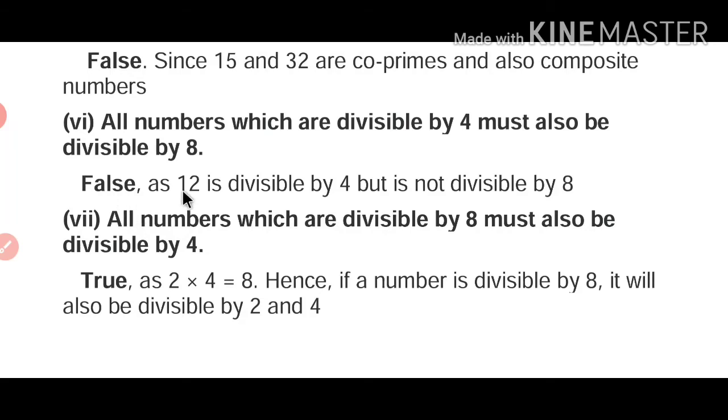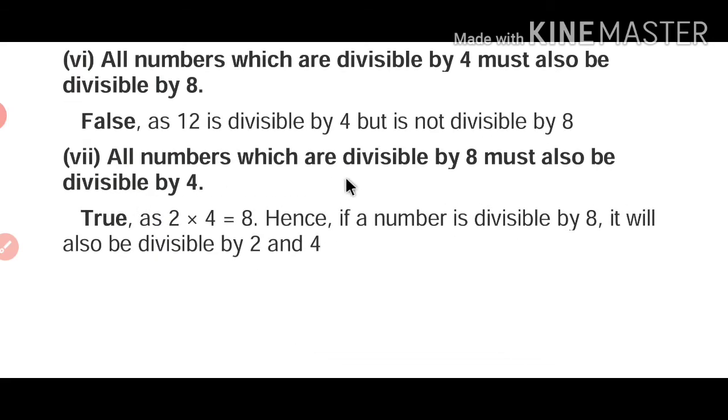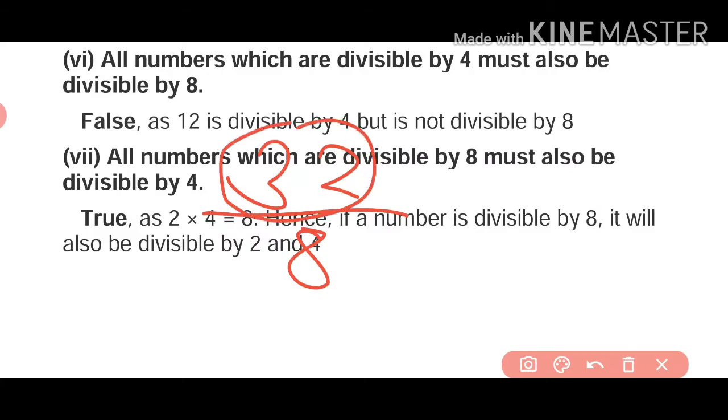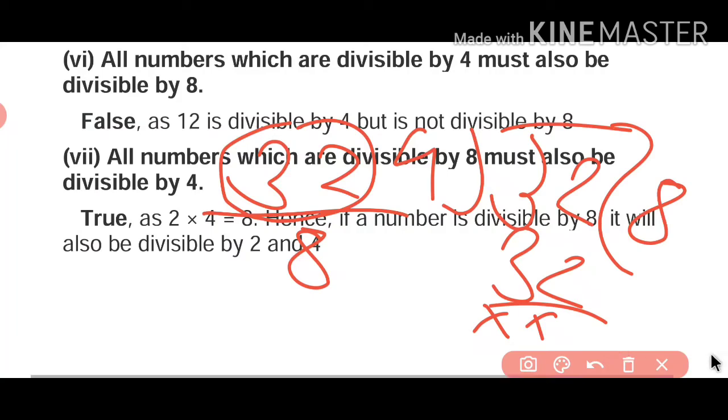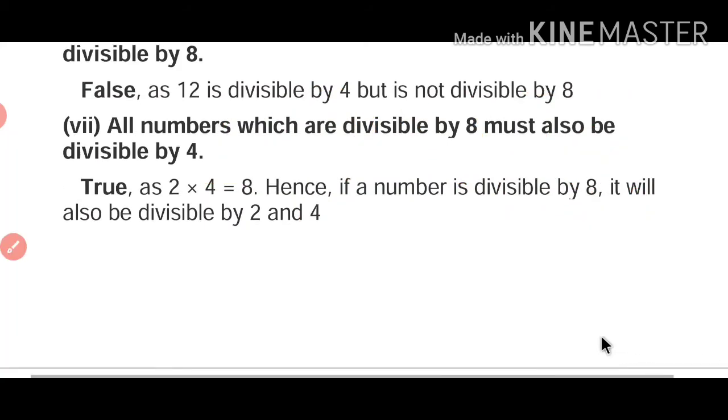It will be false, as you can see that 12 is divisible by 4, but 12 is not divisible by 8. Next one, all numbers which are divisible by 8 must also be divisible by 4. Here you can see that it will be true. How? For example, you can take 32. 32 is divisible by 8. Now check whether it is divisible by 4 or not. And 32 is divisible by 4 also. How many times? 8 times. So you can say that a number which is divisible by 8 is also divisible by 4.